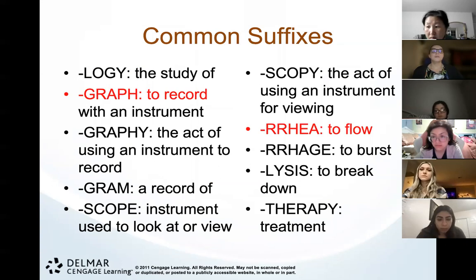Urea, that's to flow. Rage, that's to burst. So think of hemorrhage, a bursting amount of blood. Lysis, to break down. And therapy for treatment.